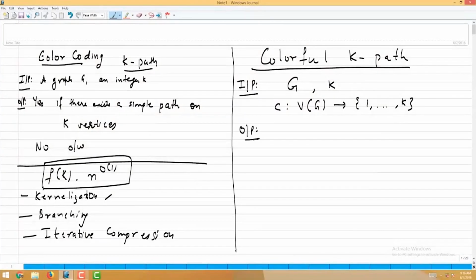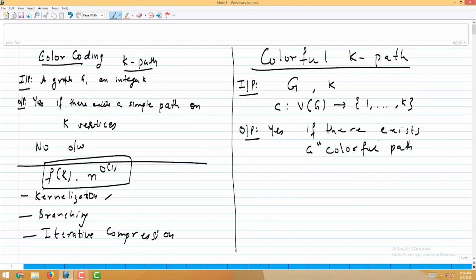So the graph was colored with k colors. If there is a k-path, I want all the colors to be used by this path, and used exactly once. So what is the output? It outputs yes if there exists a colorful path in G.